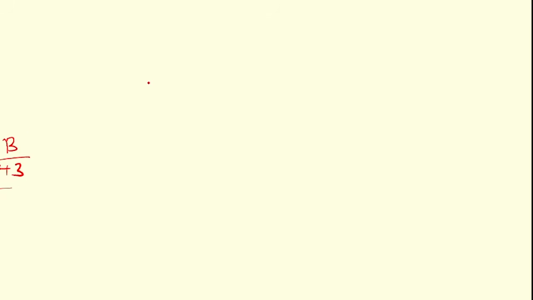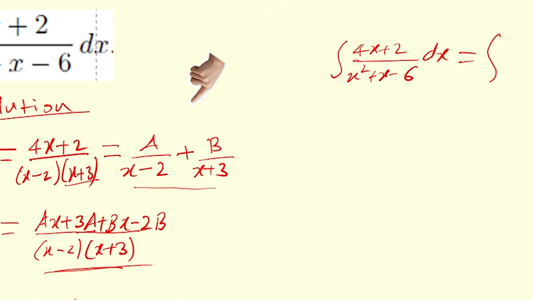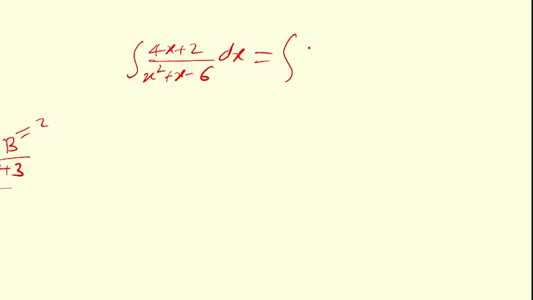Now, look, the integral of (4x plus 2) over (x squared plus x minus 6) dx is equal to the integral of a over x minus 2 plus b over x plus 3. A is 2, b is 2. Therefore, we can substitute 2 over x minus 2 plus 2 over x plus 3 dx.